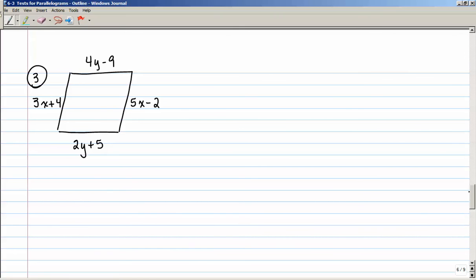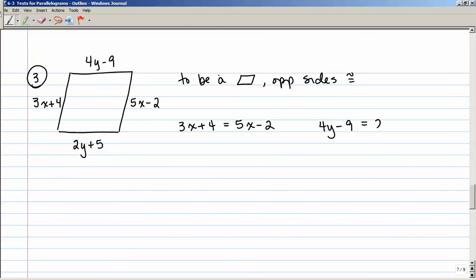Here we have a quadrilateral with algebraic expressions for the lengths of the sides. So in order for this to be a parallelogram, both pairs of opposite sides have to be congruent to each other. So 3x plus 4 has to equal 5x minus 2, and 4y minus 9 has to equal 2y plus 5.